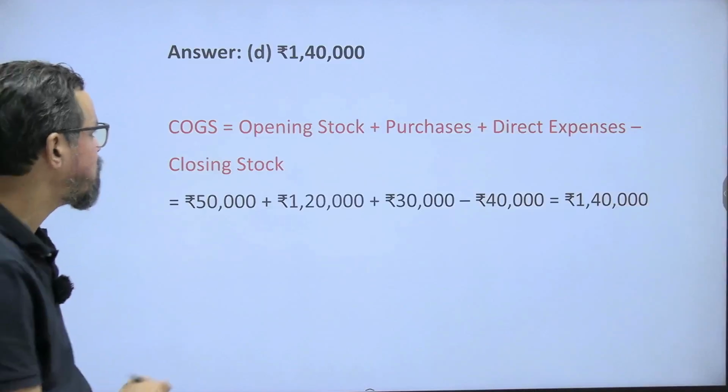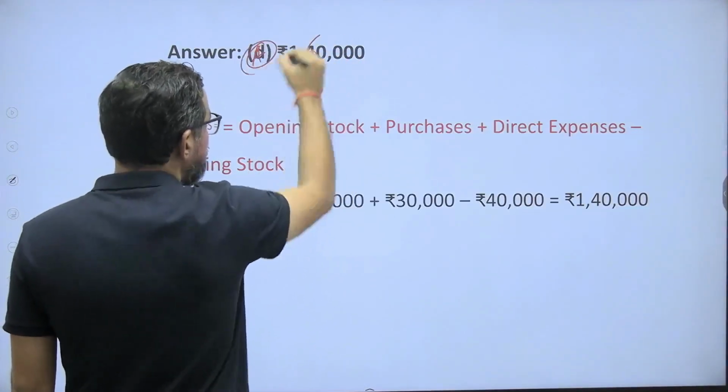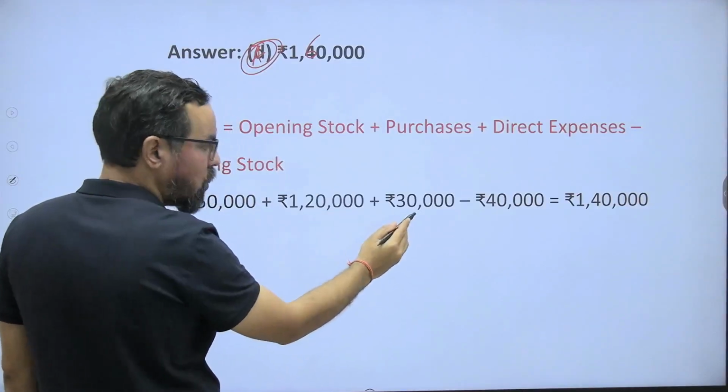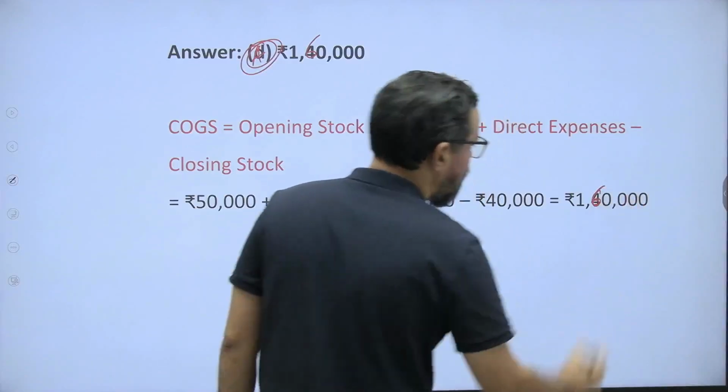Next one, not D, it is A. Please do correct this one, A. 150,000, 170, 2 lakh, 2 lakh 40, it is 160. Okay? It is 160, not this.